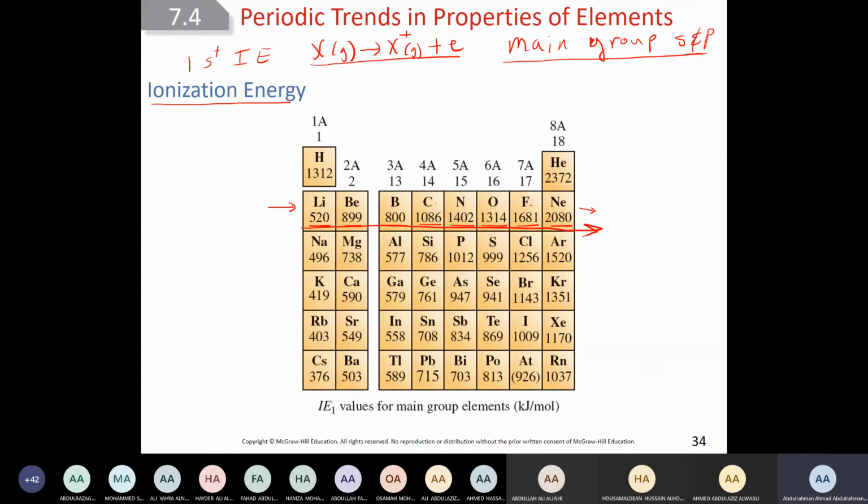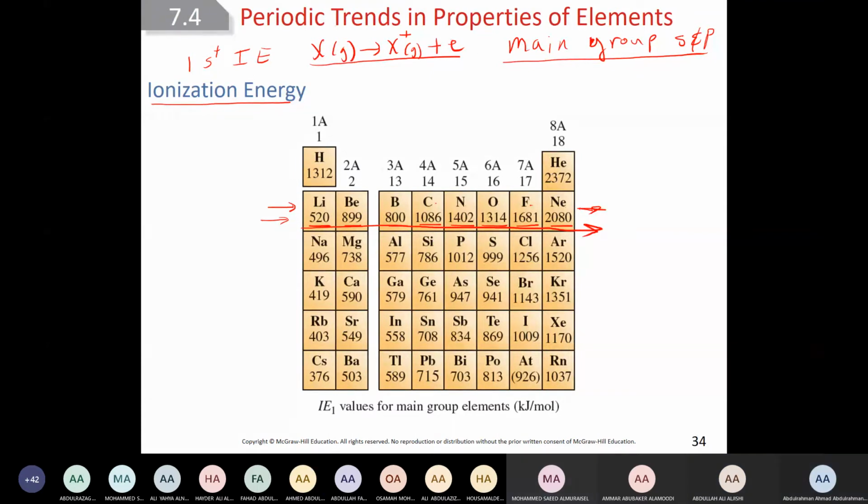What's the first thing you notice? It increases from left to right, from this side to this side. What do you think the reason is? Because the attraction between the nucleus and the electrons is stronger. Very good. What do you mean by attraction?